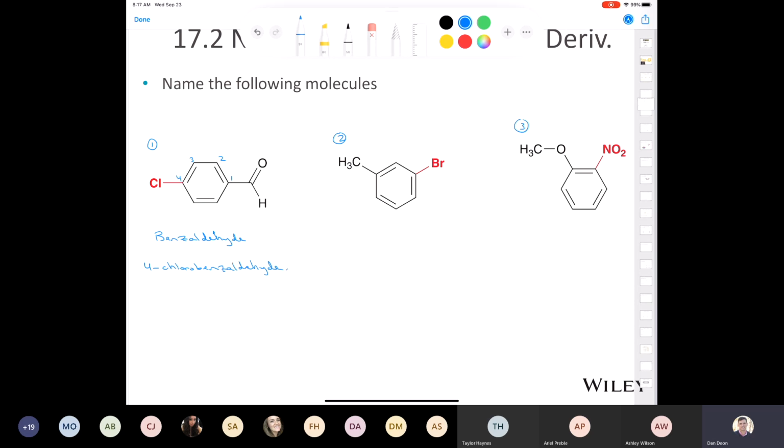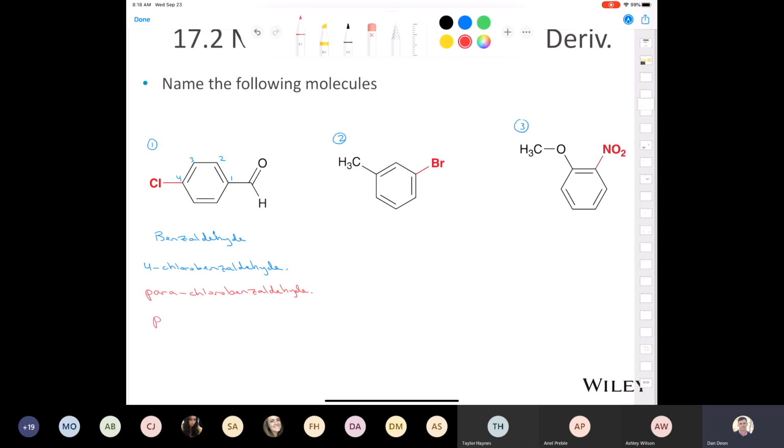Does anybody have another name that we could use for this molecule? I'll just throw it out there to my students. I know somebody knows the answer. In fact, I'm sure everybody knows the answer. Yeah, thanks. Absolutely. Somebody just wrote para. You're totally right. It would be para-chlorobenzaldehyde.